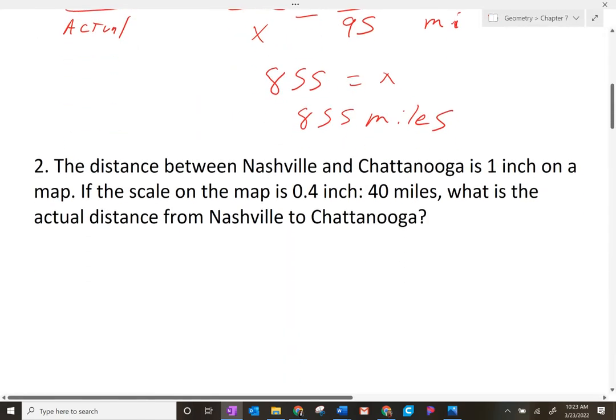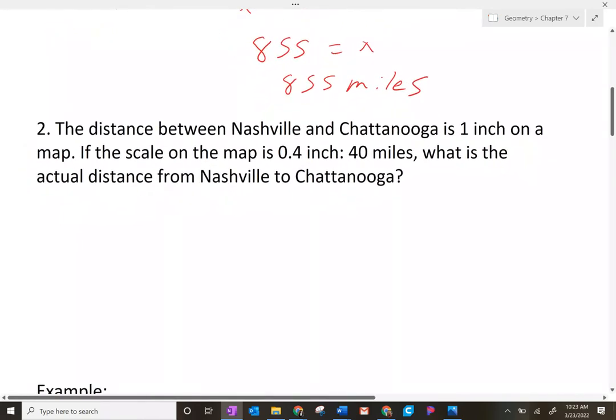The distance between Nashville and Chattanooga is 1 inch on a map. The scale of the map is 0.4 inches to 40 miles. What is the actual distance from Nashville to Chattanooga? So talk me through, how am I going to set this thing up? 40.